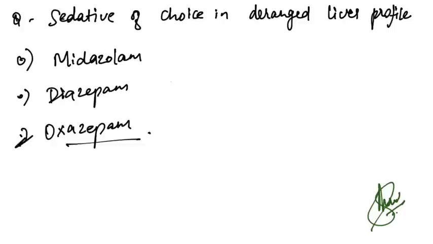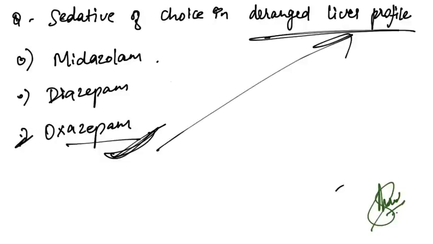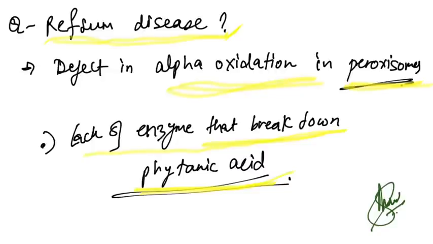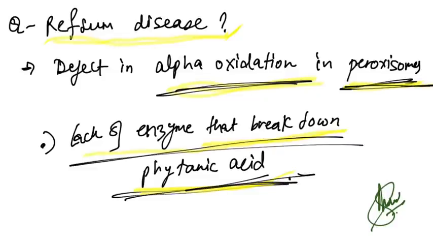Now, sedative of choice in a patient whose liver profile is deranged: midazolam, diazepam, or oxazepam. So oxazepam is the answer for deranged liver profile. Now, prophylactic dose of lithium in acute mania: 0.6 to 1.5 is the prophylactic dose. Now Refsum's disease is due to a defect in alpha oxidation in the peroxisomes, so lack of the enzyme that breaks down phytanic acid.